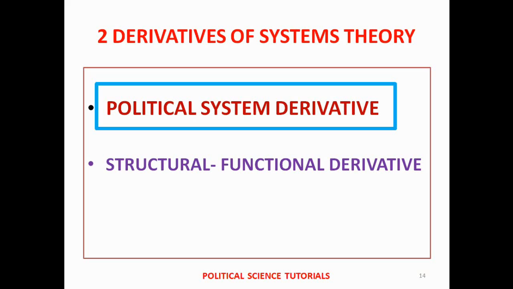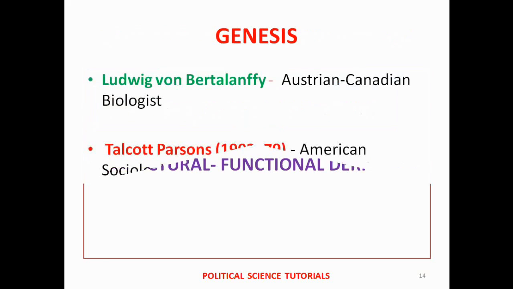Already mentioned, in the study of political science and comparative politics, there are many approaches. The systems approach is one of them. It is also called systems analysis or systems theory. We have to keep in mind that there are two main derivatives of systems theory: the political system derivative and the structural functional derivative. In this video, we are discussing the political system derivative. The structural functional derivative has been discussed in a separate video.